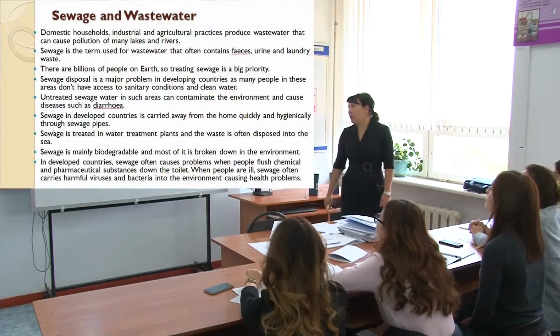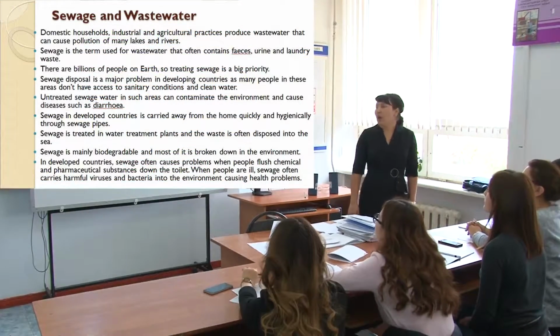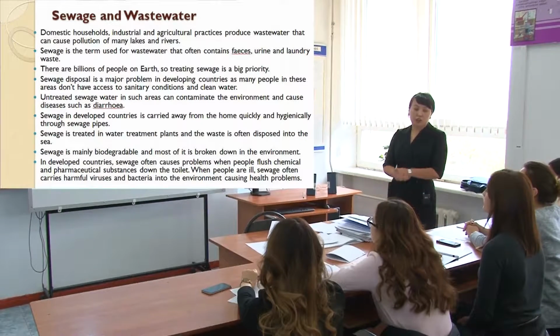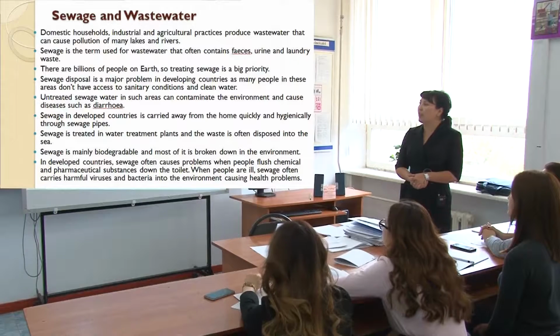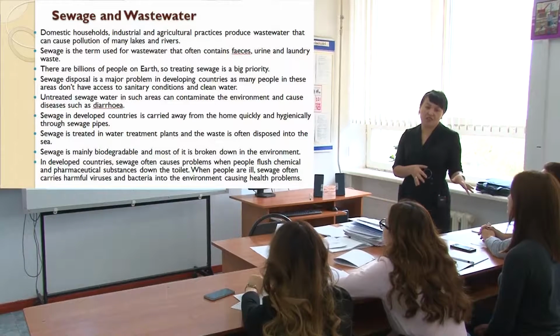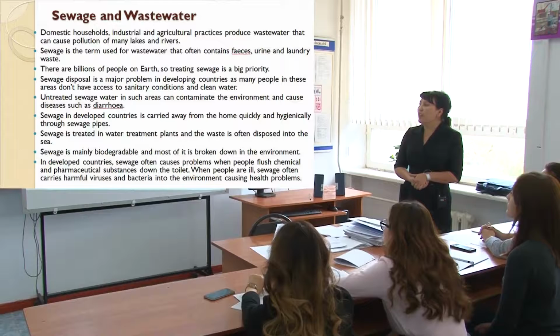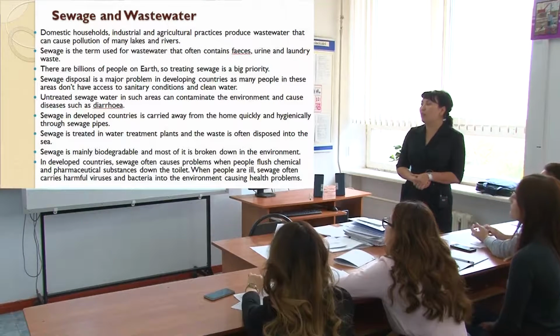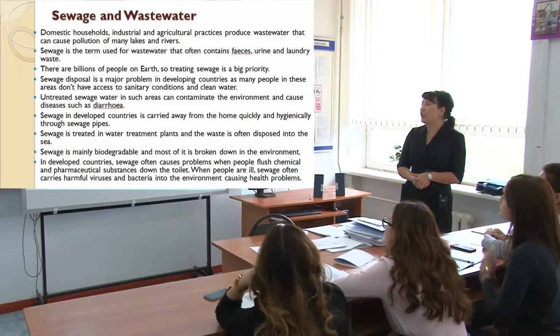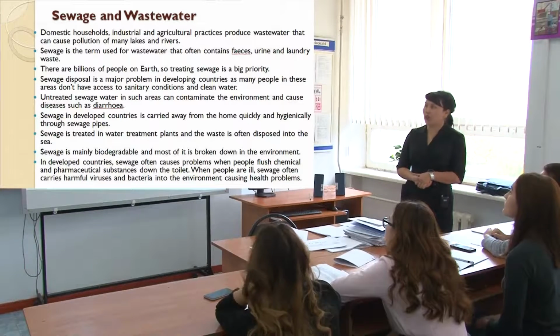Eutrophication. Yes. Sewage and wastewater. Domestic household, industrial and agricultural practices produce wastewater that can cause pollution of many lakes and rivers. Sewage is a term used for wastewater that often contains feces, urine and laundry waste. There are billions of people on the earth, so treating sewage is a big priority.